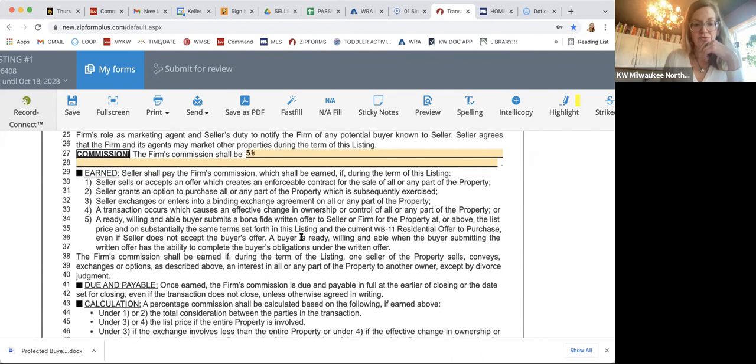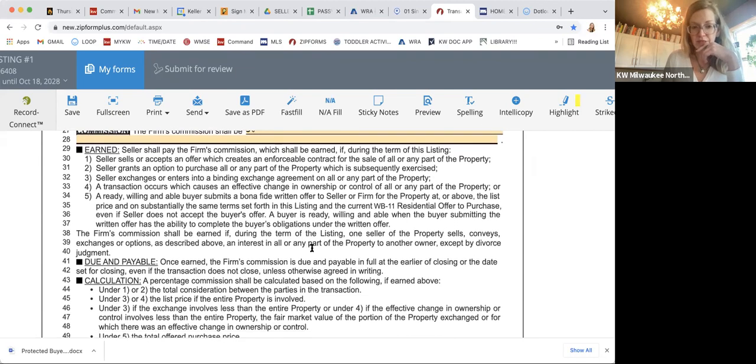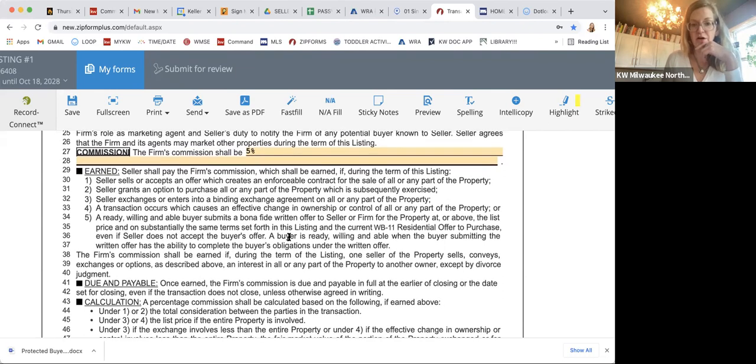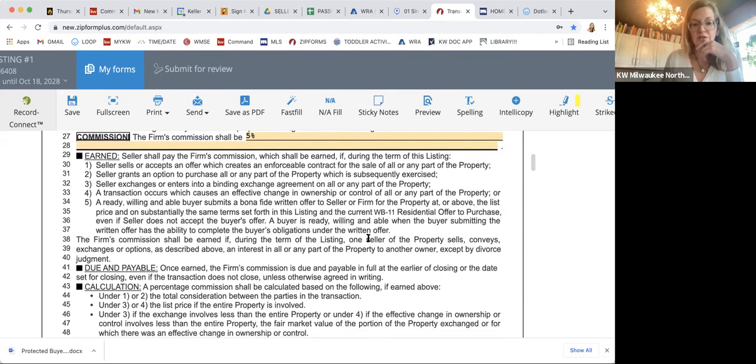Lines 29 through 40. This section gets into and explains to a seller how a commission is earned. So a seller shall pay the firm's commission, which shall be earned if during the term of the listing, seller sells or accepts an offer which creates an enforceable contract for the sale of all or any part of the property. That is obviously the most typical way that we are earning our commission.